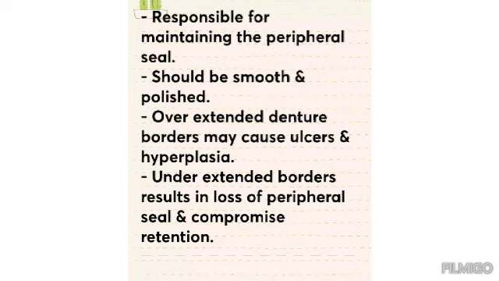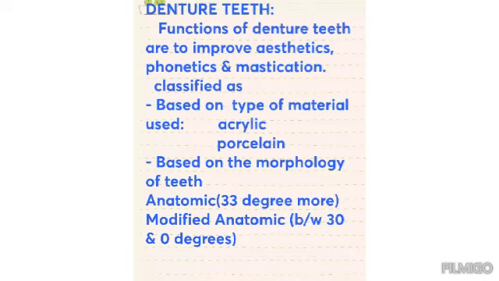It is responsible for maintaining the peripheral seal, and it should be smooth and polished. Overextended denture borders may cause ulcers and hyperplasia, and underextended borders result in loss of peripheral seal and compromise retention. If it is overextended, it causes ulcers and hyperplasia. If it is underextended, there is a loss of peripheral seal and compromised retention. The border should be smooth and polished.